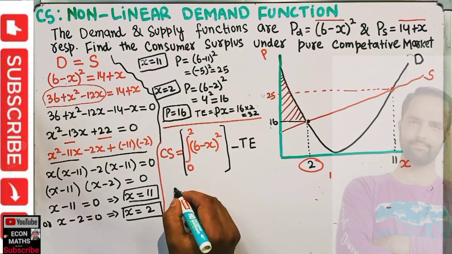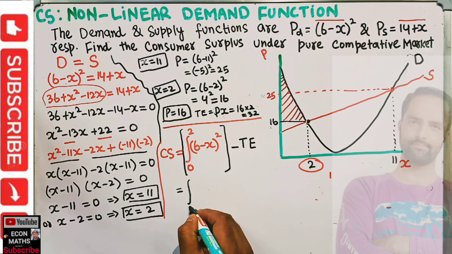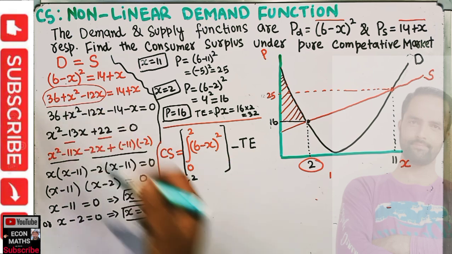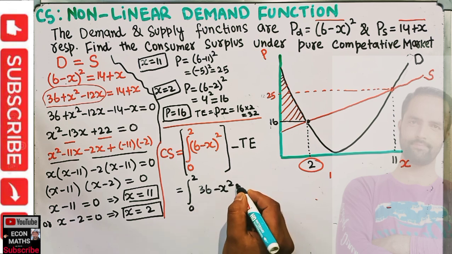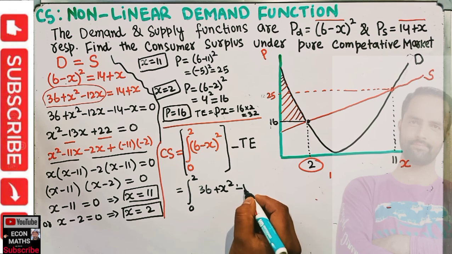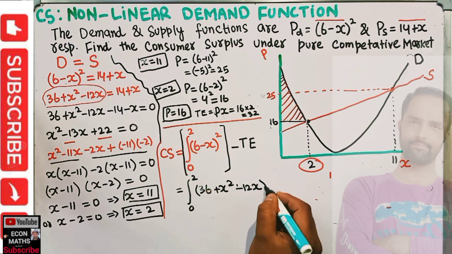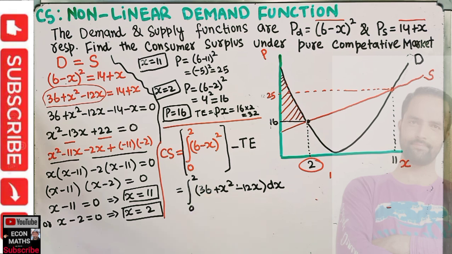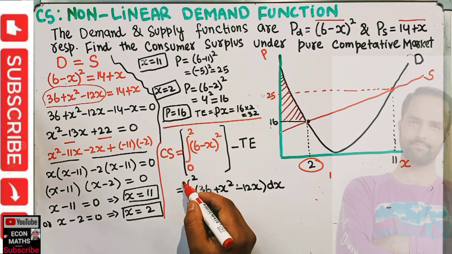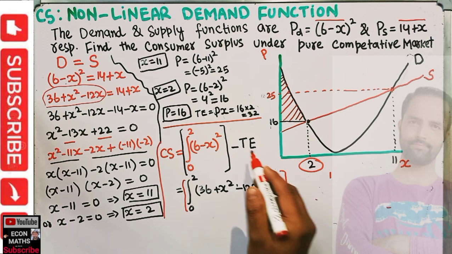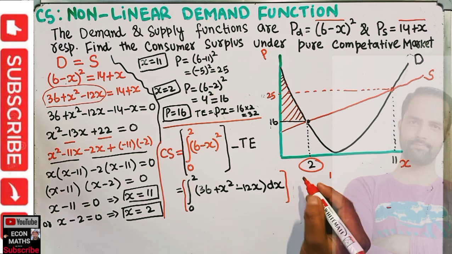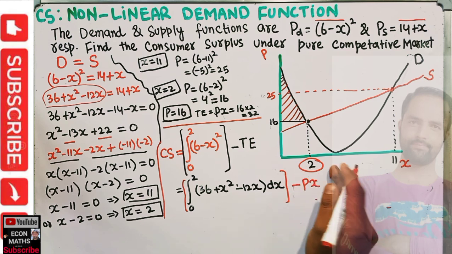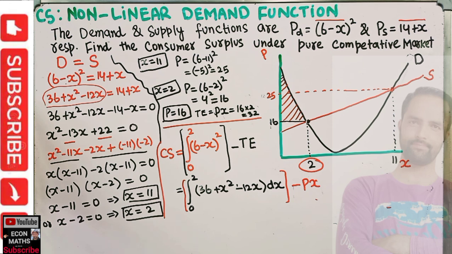So let's solve this out. We have 0 to 2. I have expanded this. This comes out to be 36 plus x square minus 12x, and taking its definite integral with respect to x, and from this we subtract the total expenditure, that is price into quantity, p into x. Okay, now solving this definite integral.